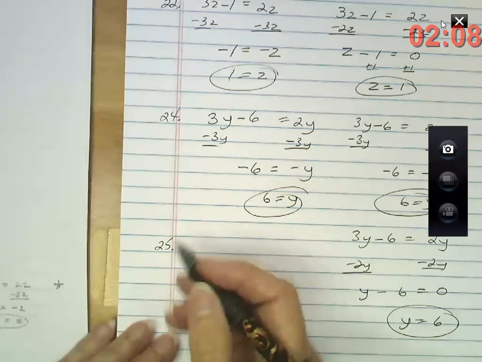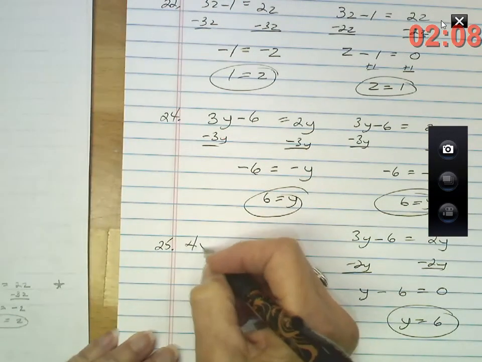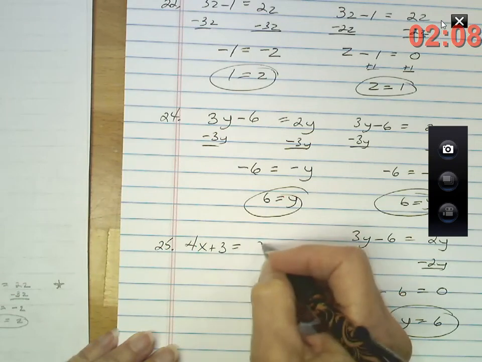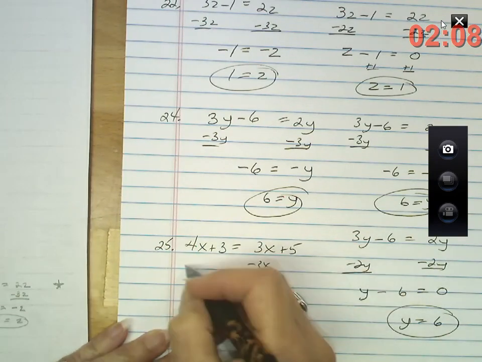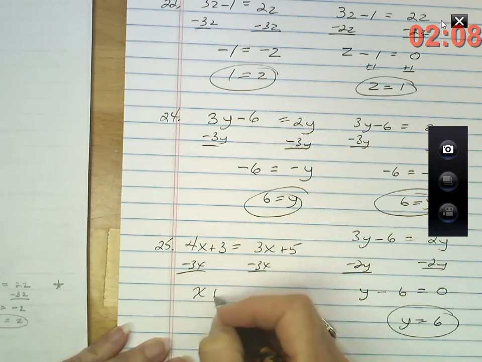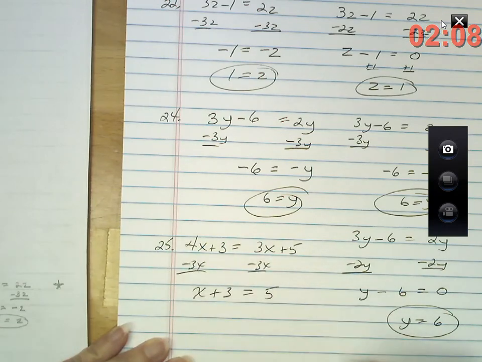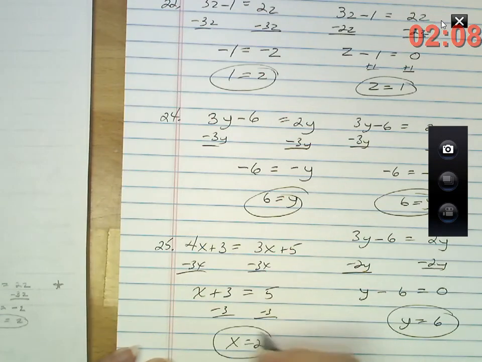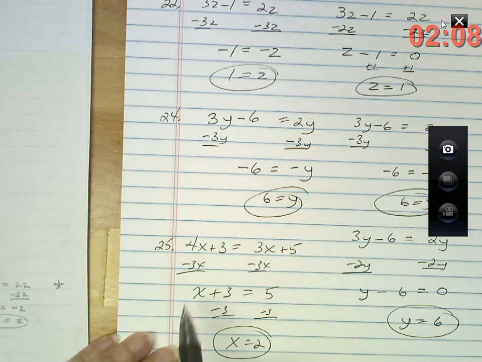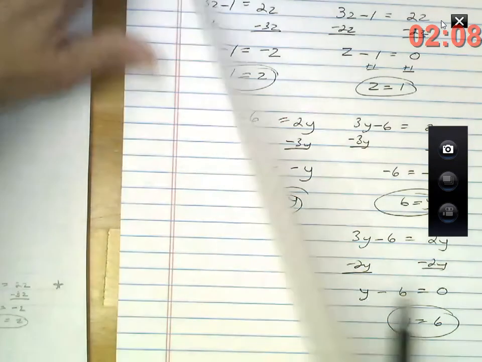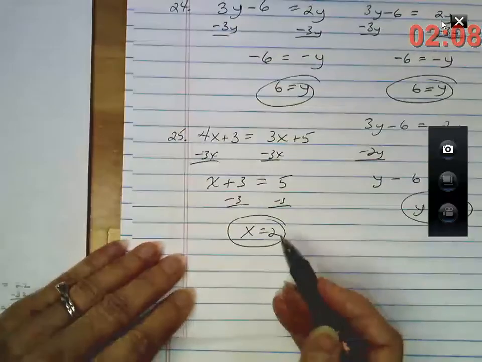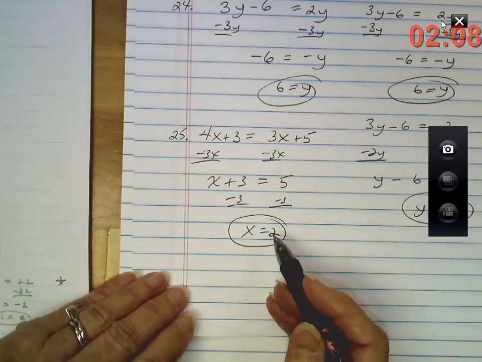Okay, on 25, you had 4x plus 3 equals 3x plus 5. If you subtract 3x from both sides, you get x plus 3 equals 5. Minus 3, x equals 2 on that one. You could also subtract 4x from both sides, and you end up with a negative variable, but it'll still work out that way. Anybody need to see it work that way? I'd be glad to if you need me to.